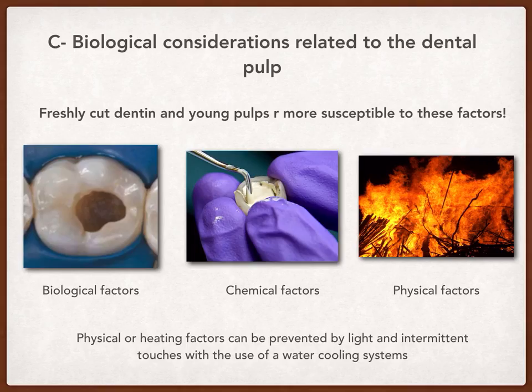These insulators are of three types: the biological insulators, the chemical insulators, and the physical insulators. And when I say biological insulators, I of course mean bacteria, and specifically here the caries, so never ever leave any type of caries in your tooth preparation, aiming at an indirect pulp capping procedure.